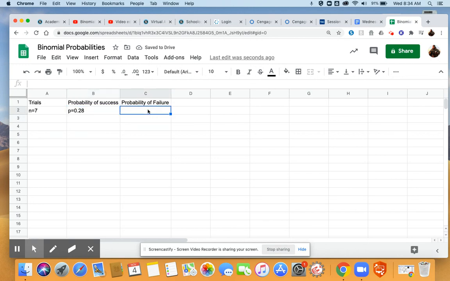Probability of failure, then. P and Q have to add up to 1 or 100% because there's only two possibilities here. Either they say retirement income is Social Security, or they don't, or they say anything else. So Q, probability of failure, is going to have to be 1 minus 0.28, or 0.72. Those two numbers always have to add up to 1 or 100%.